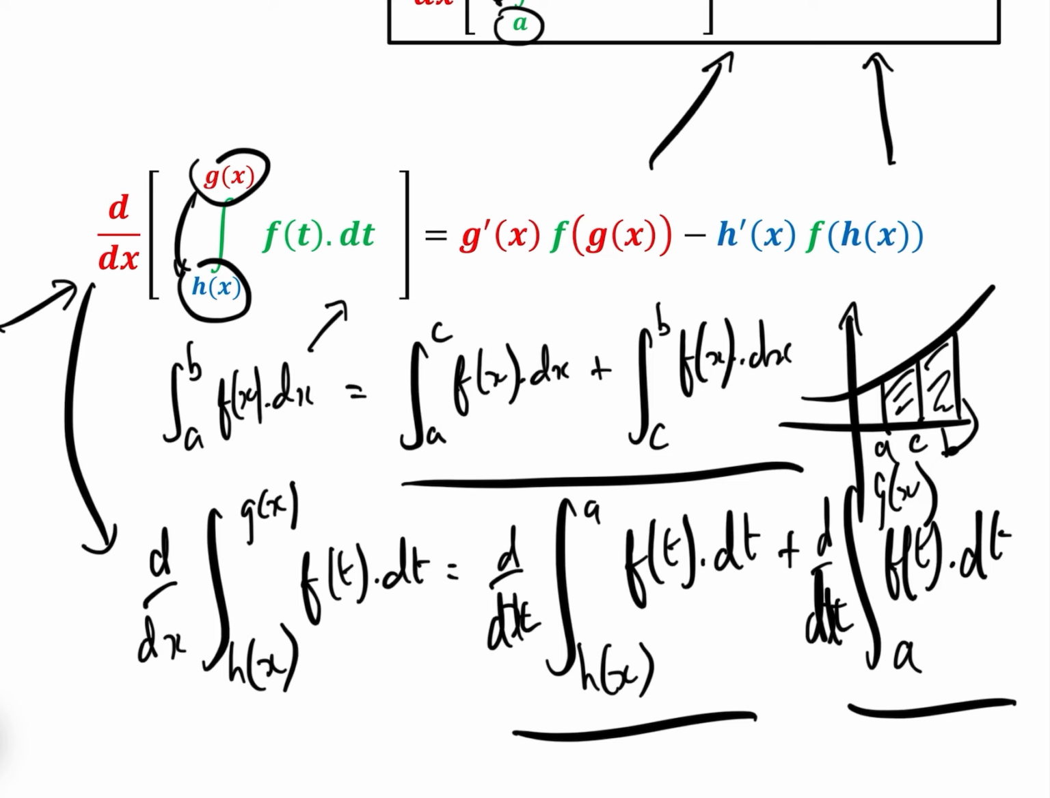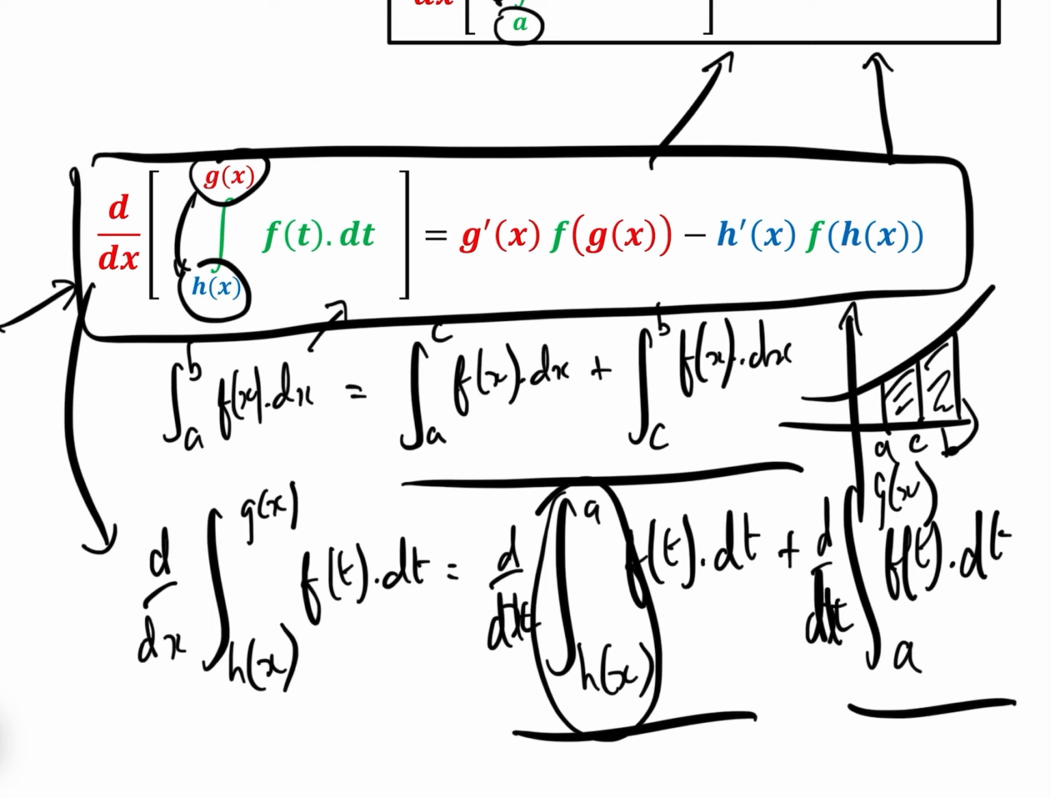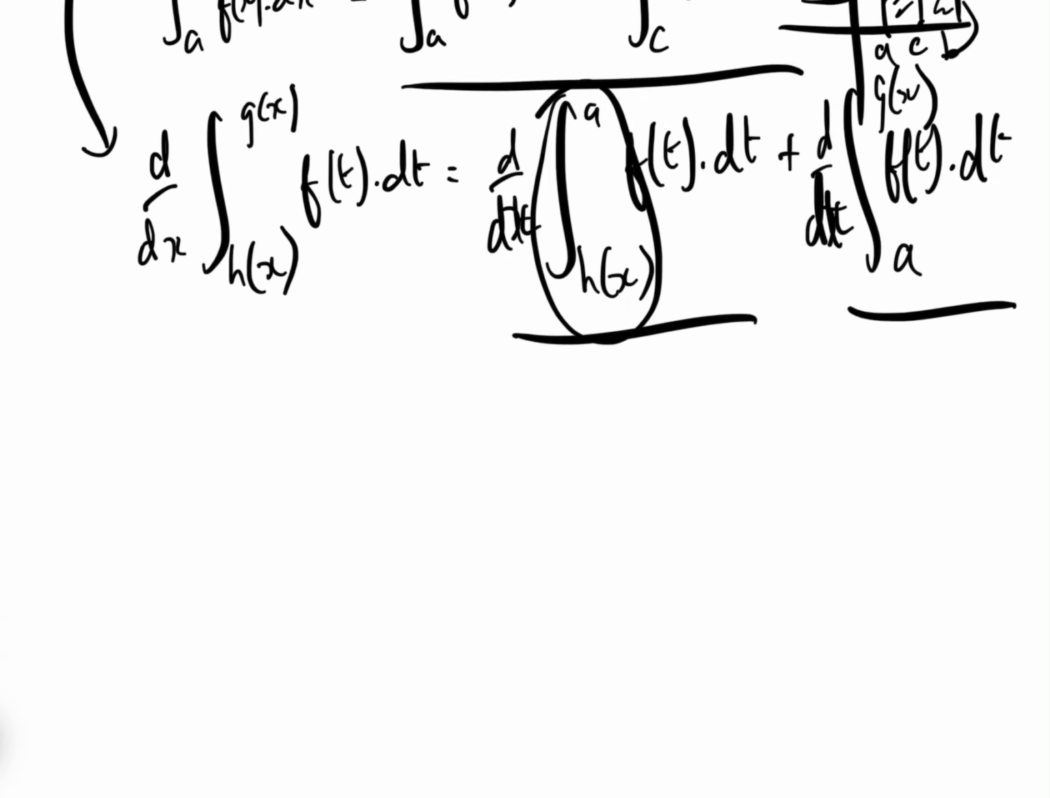Then all we need to do is, because this one is the wrong way round, flip the sign as discussed in the previous video, which gives us this formula here: d dx of the integral between g of x and h of x of f of t dt is g dashed x f of g of x minus h dashed x f of h of x. It looks complicated, but in actual fact it's fairly easy. So let's go straight to doing some examples.